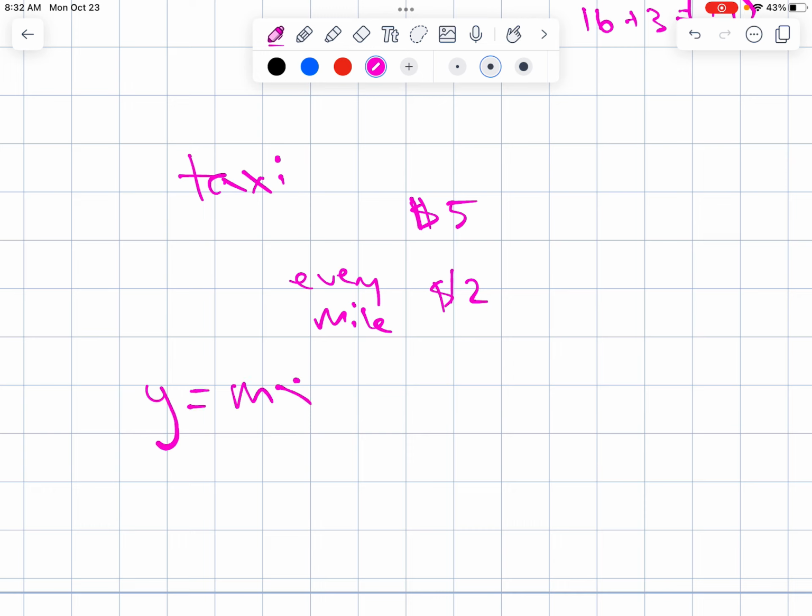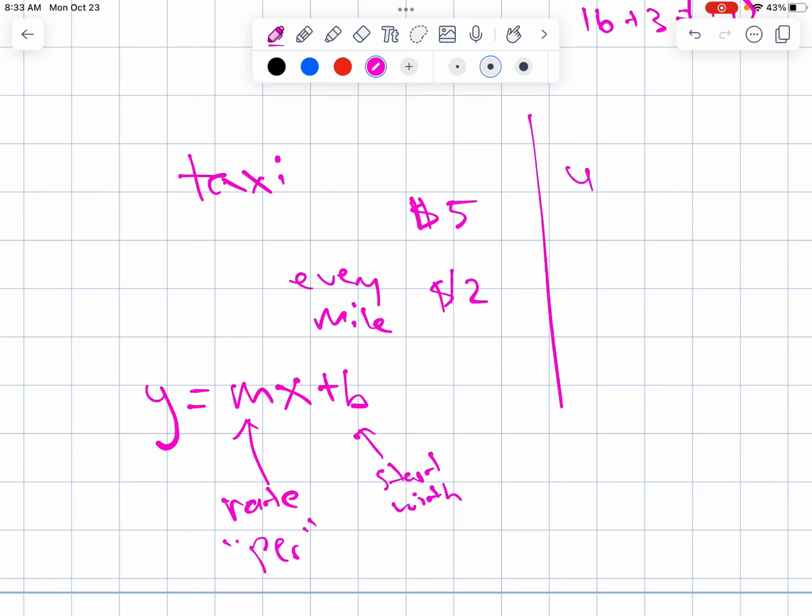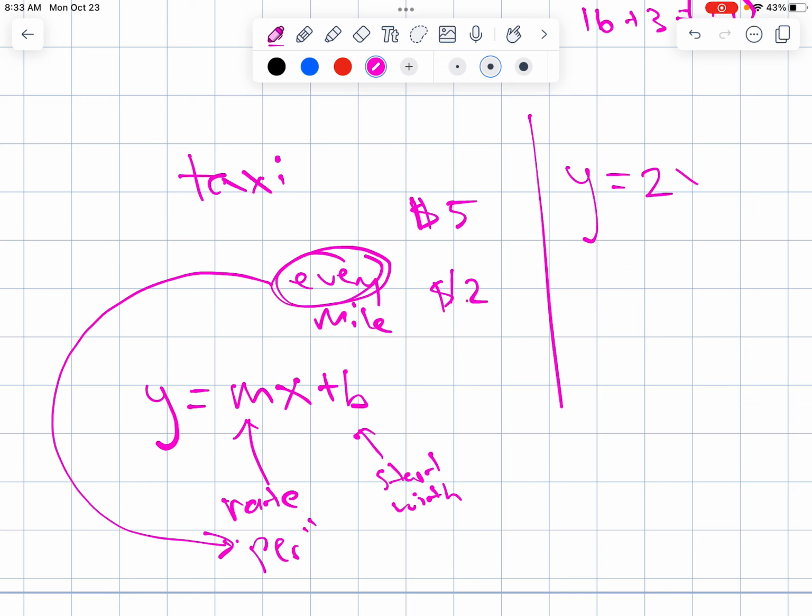Y equals mx plus b. Now in a story problem, the m is your rate. It's something that can be written with the word per. And the b is what you start with. So in our equation, y equals, now the every mile, every is the same thing as per. So it's $2 per mile. So we're gonna write 2x plus, and then that 5 is what you start with. The starting fare is 5. Y equals 2x plus 5.